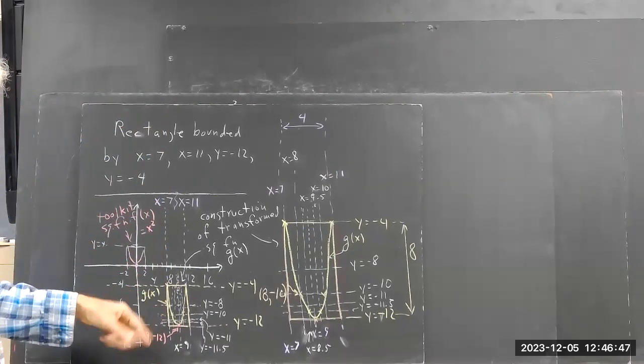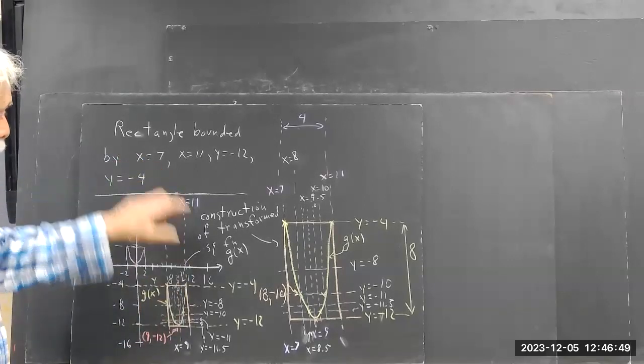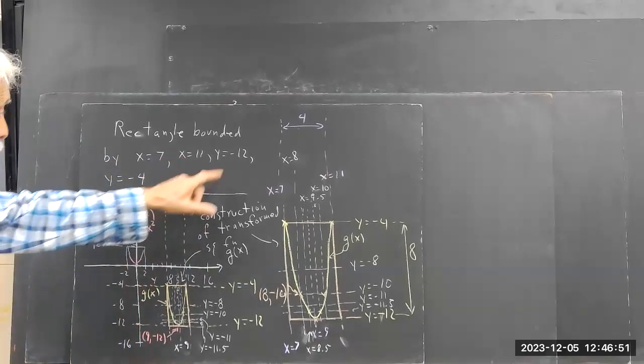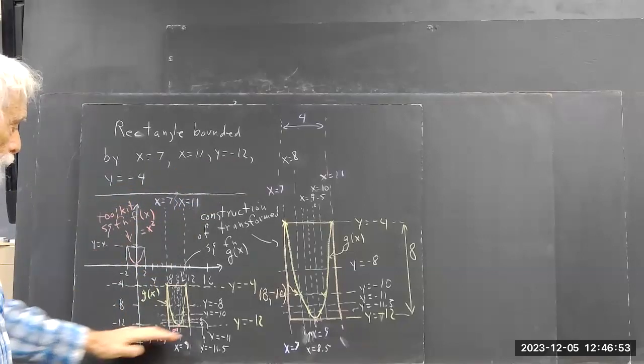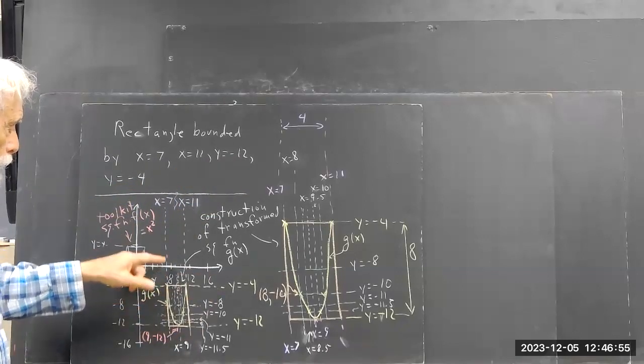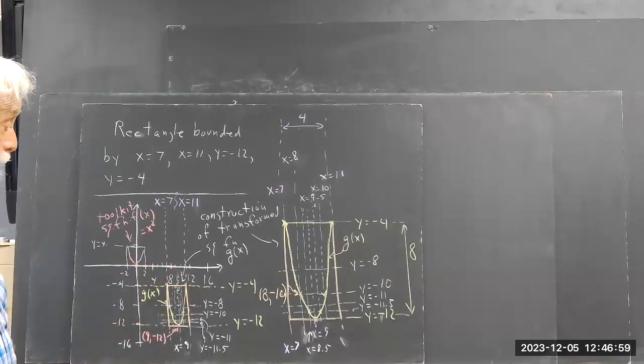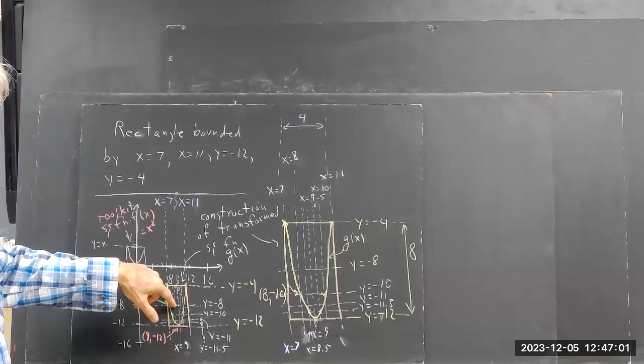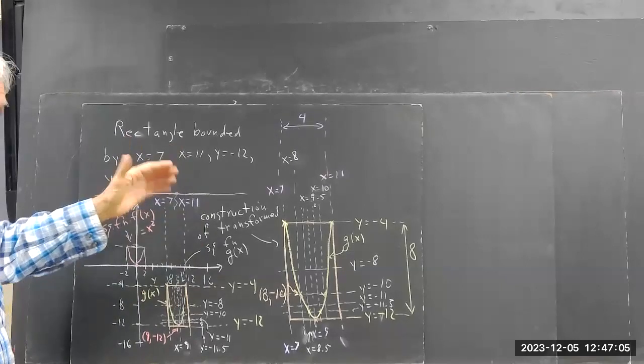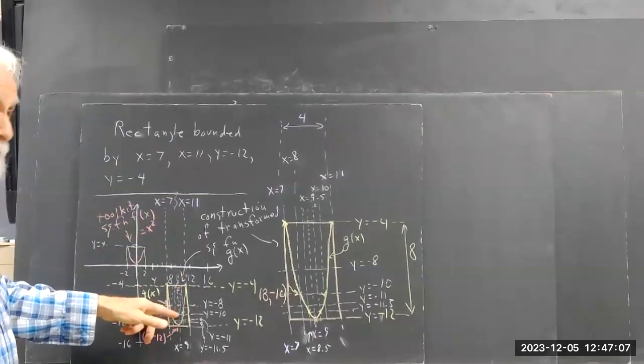Okay, well, there it is. Here are the two vertical lines, x equals 7, x equals 11, and two horizontal lines, y equals negative 12, y equals negative 4, and you take the rectangle that is bounded by those lines. It's a rectangle just sitting there smiling at you right in the middle, the only rectangle on the screen if you've done the construction up to here.